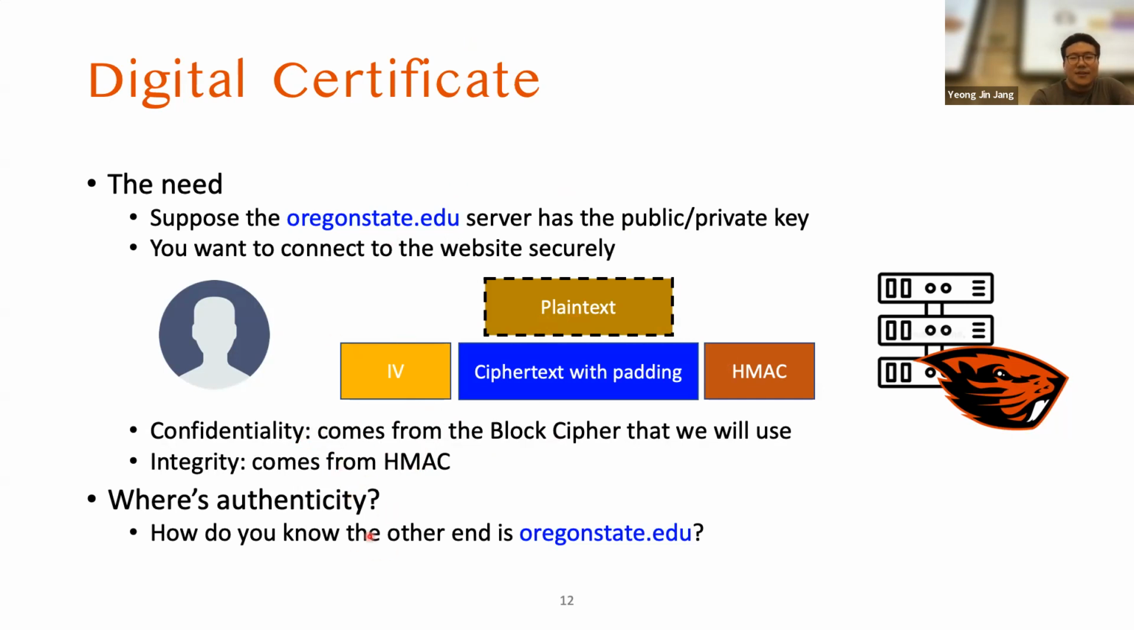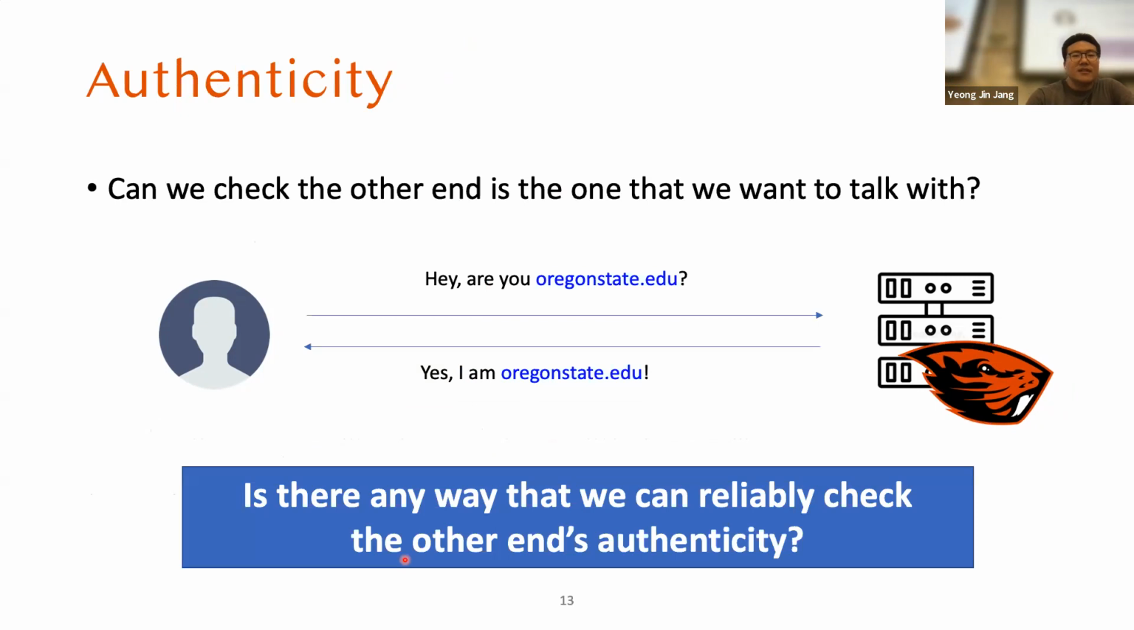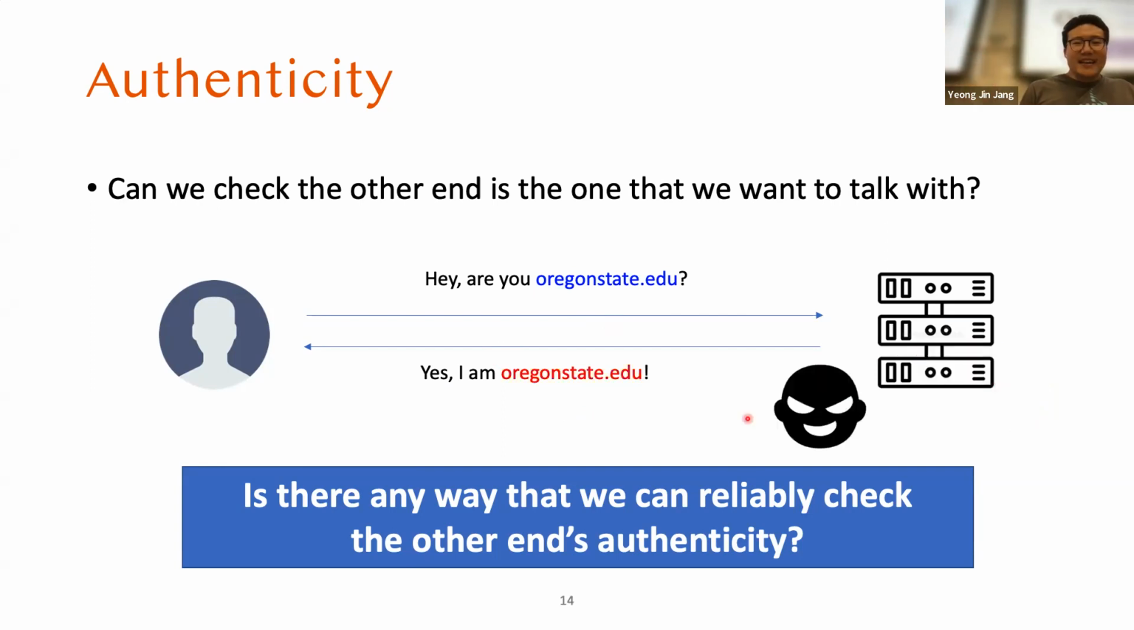So now the question is, how can we know the other end on the internet is actually OregonState.edu? The question is about authenticity. So what we will do is ask the target server, are you OregonState.edu? Then what we need is proof that the server is really that server. But on the internet, anyone can say that they're OregonState.edu. So is there any way that we can reliably check the other end's authenticity?